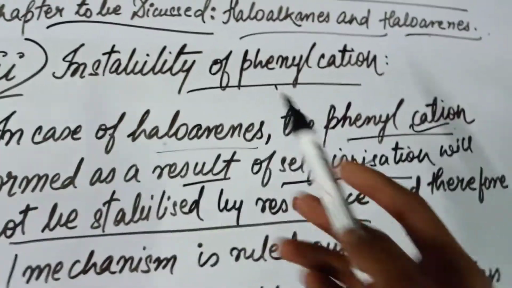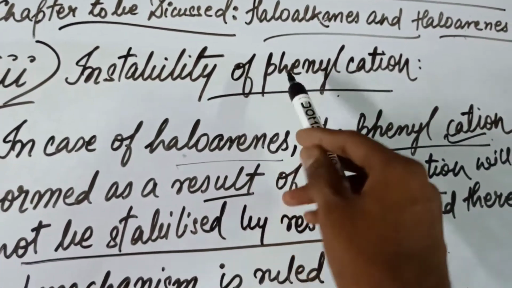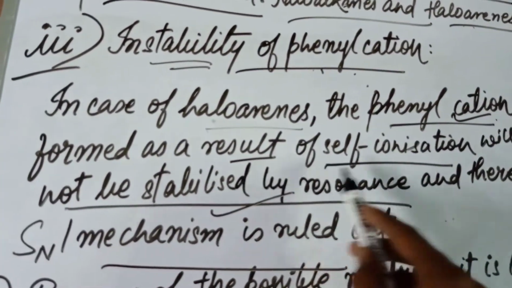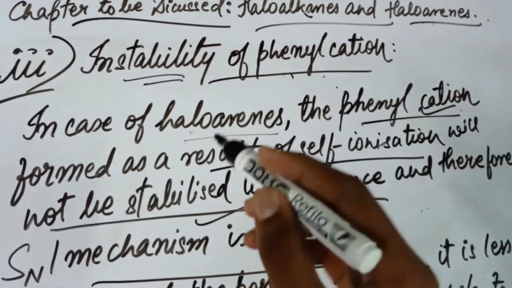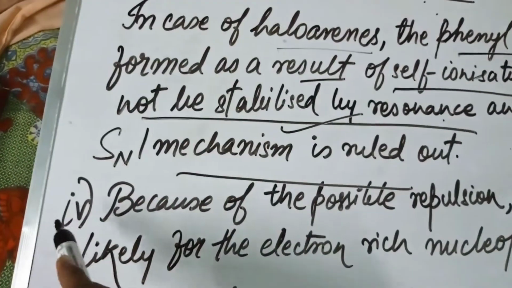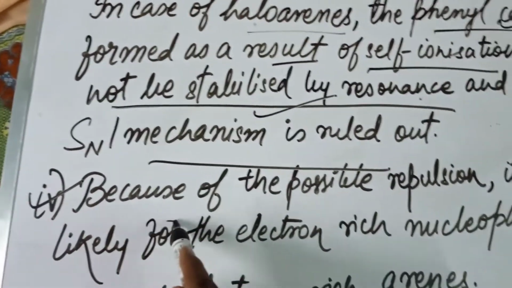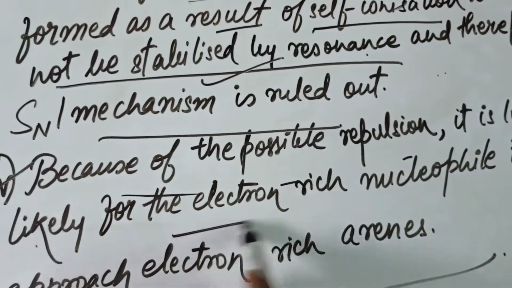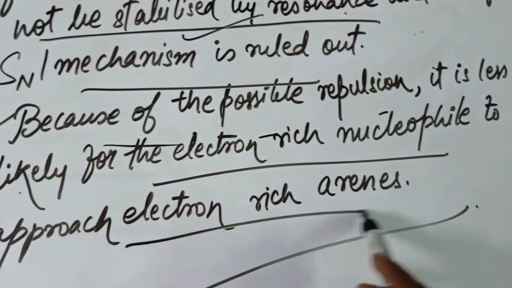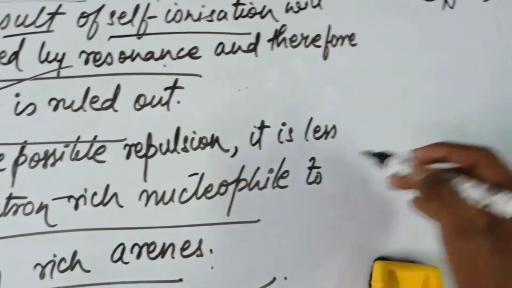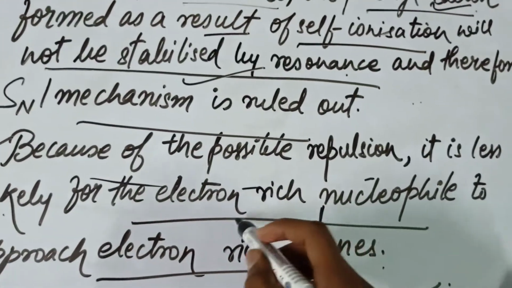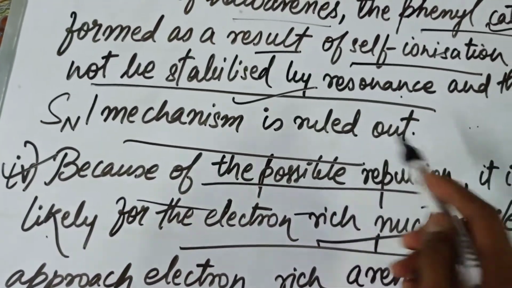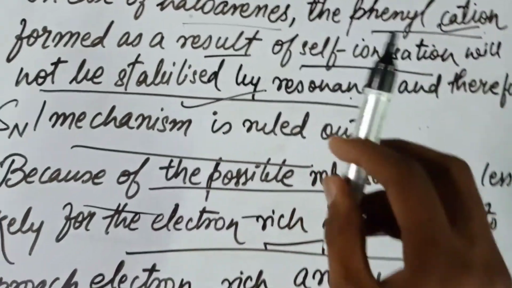So the instability of the phenyl cation: the phenyl cation is not stabilized by resonance, and so the aryl halides are less reactive. The last reason we have is the possible repulsion. It is less likely for the electron rich nucleophile to approach the electron rich arene. We get a repulsion between them, so it is less reactive in the nucleophilic reaction.